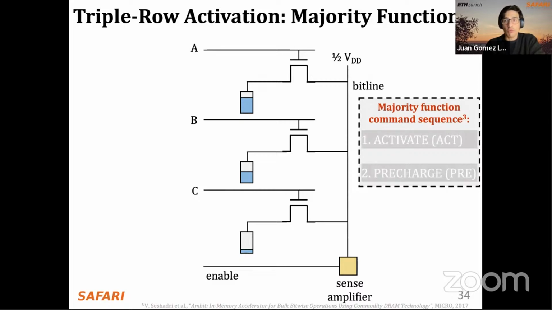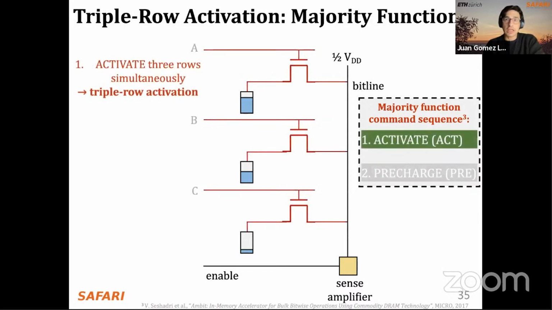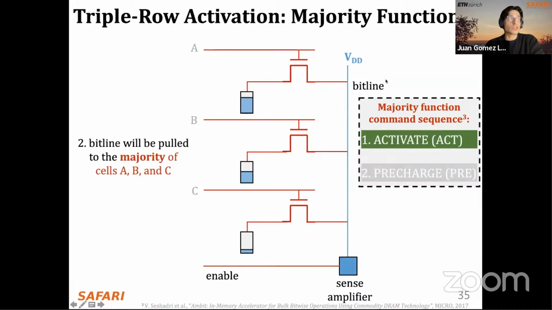And again, we have a sequence of commands to implement this triple row activation and this majority function. The first of the commands is an activate, but it's a special activate command because it activates the 3 rows at the same time. What happens then is that the 3 cells, the 3 capacitors, start leaking their charge to the bit line, perturbing the bit line. And what's going to happen?